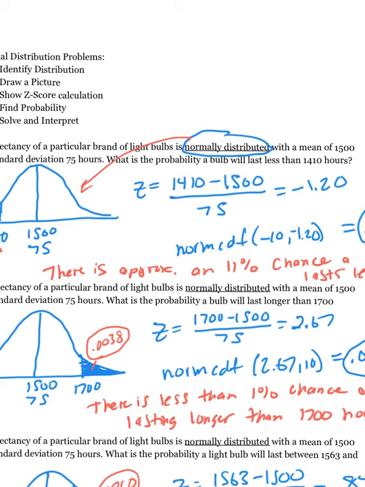And then here's my interpretation. There is an approximately 11% chance of a light bulb lasting less than 1,410 hours. And I just turn that 0.1151 to a percentage by moving the decimal 2 places to the right. So that red statement is a context statement. We want to get used to making those statements. Like, what did we find out?